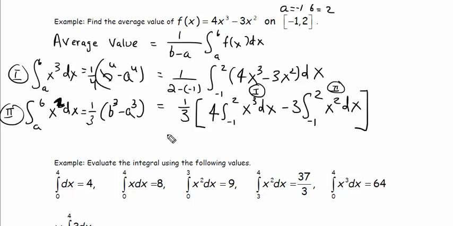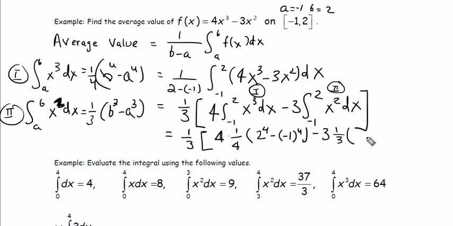So now, this is 1/3 times 4 times 1/4 times 2 to the 4th minus -1 to the 4th. Please try to be careful on putting the -1 in parentheses so that you don't make a mistake. Minus 3 times 1/3 times 2 to the 3rd minus -1 to the 3rd.